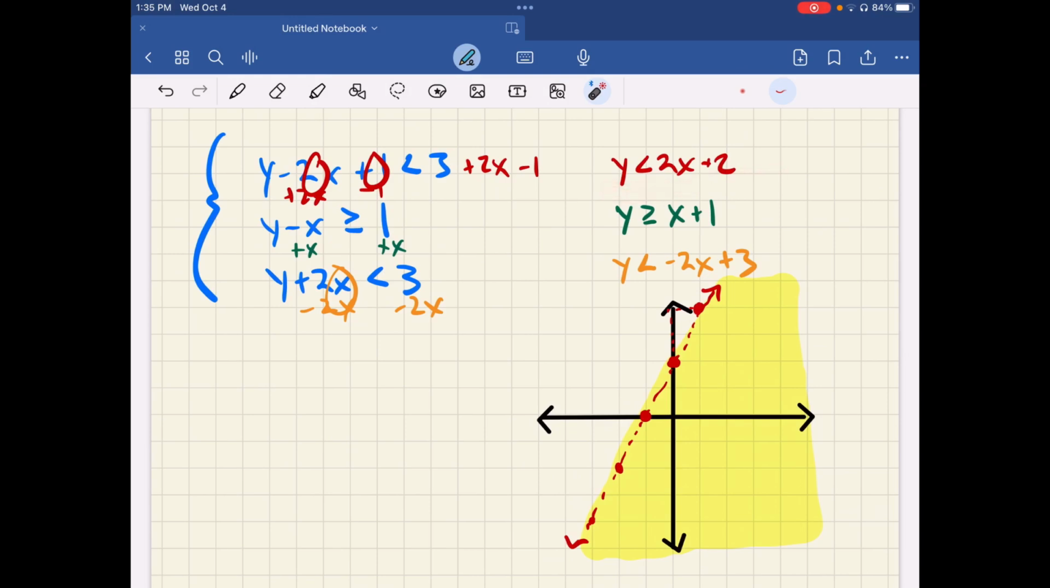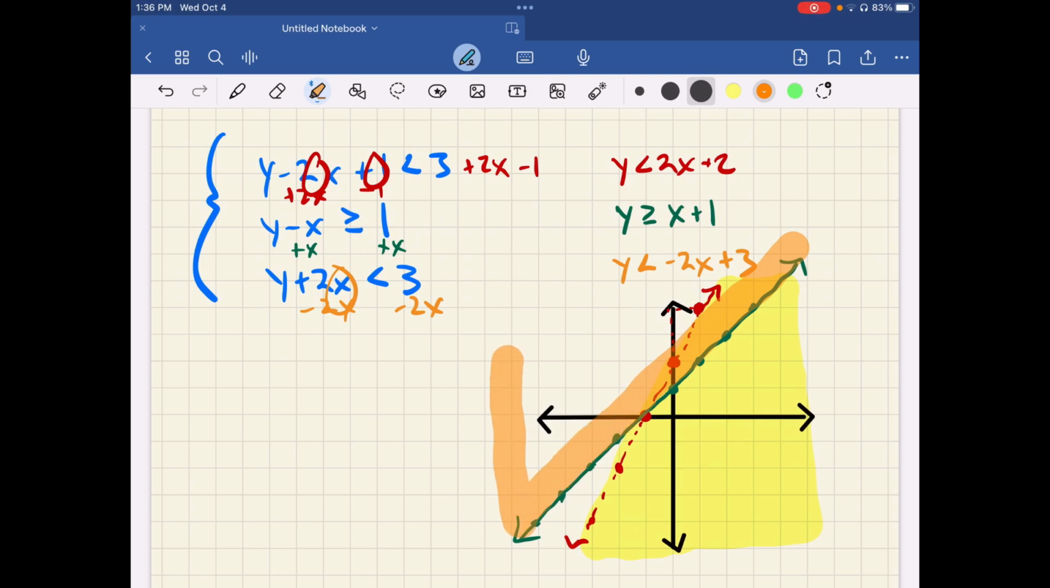Okay, now I'm going to go through and graph my green one. I've got x plus 1, so I'm going to start at 1, and then go up with a slope of 1 over 1. And I'm going to do it the same way going the other way. Because this one is the or equal to, I'm going to make that a solid line. Now if I look at this, it says y is bigger than that green line, so I'm going to shade above that line.